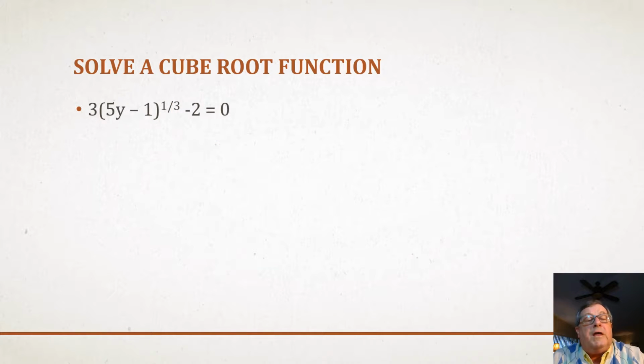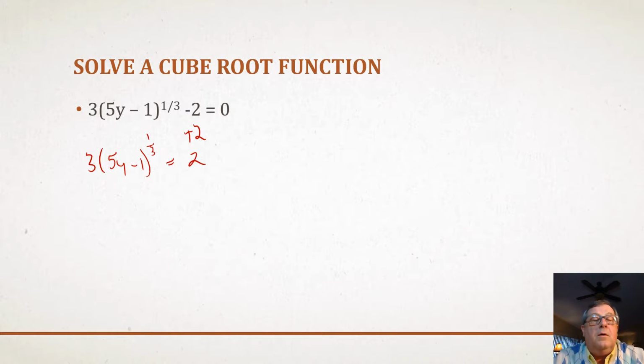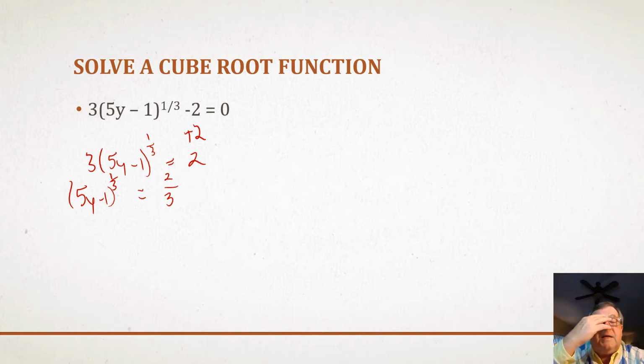All right, here I got 3 times the cube root of 5y minus 1, raised to the power of 1/3, minus 2 equals 0. Well, let's start by adding 2 to both sides. So now I got 3 times the cube root of 5y minus 1 equals 2. And now I want to divide by 3, so the cube root of 5y minus 1 now equals 2/3. Well, let's cube both sides of this thing.